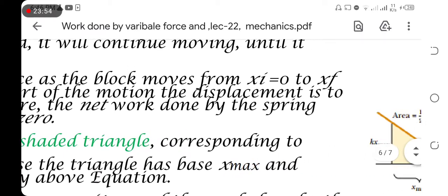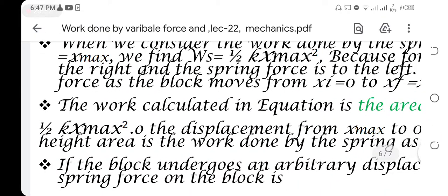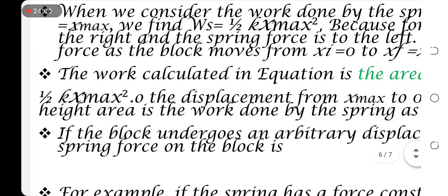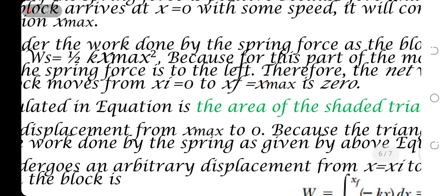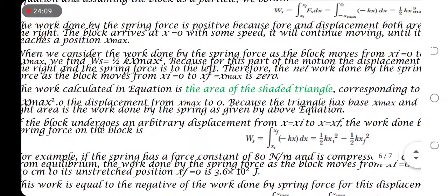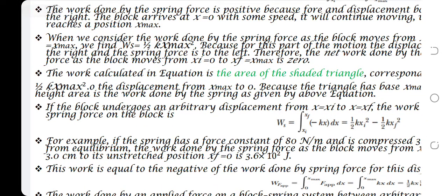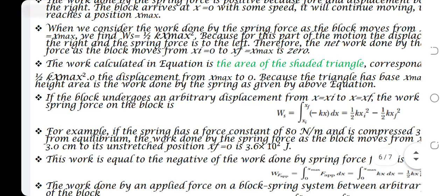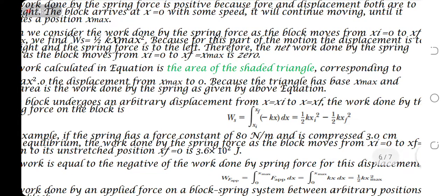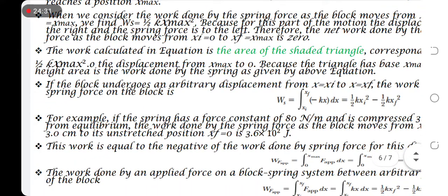Therefore, the net work done by the spring force as the block moves from xi equal to x maximum to xf equal to x maximum is 0. So the work done calculated in the equation is the area of the shaded triangle corresponding to 1 by 2 k x maximum square of the displacement from x maximum to 0, because the triangle has a base x maximum and the height k x maximum. Its area is the work done by the spring as given by the above equation.